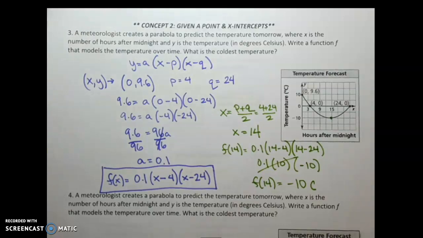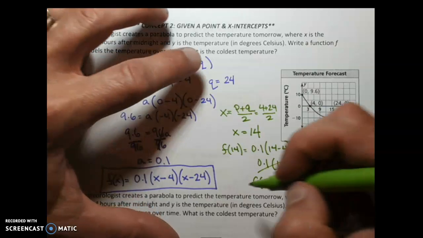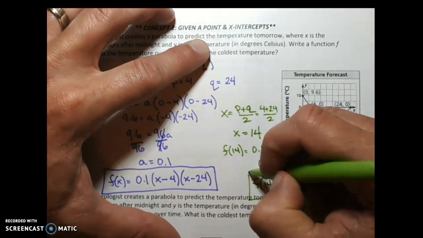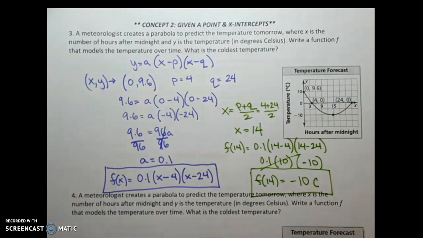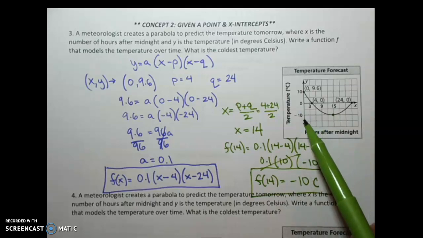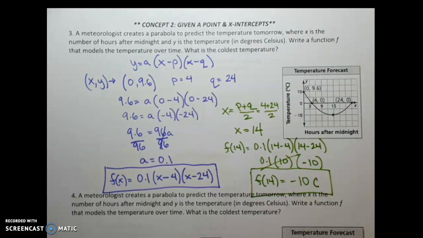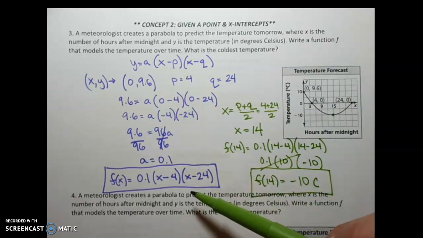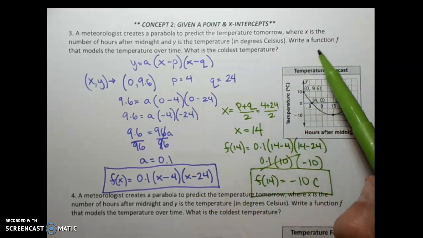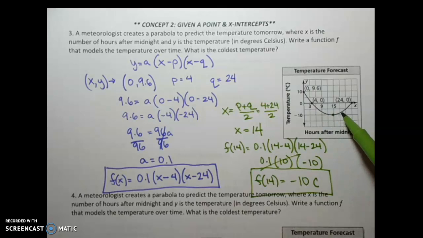I don't really have any room to write it, but the coldest temperature is negative 10 degrees Celsius. And that's what we want to go for. And that is exactly what I have, negative 10 degrees on the chart. So again, same idea. I did want to identify that I have intercepts and a point, and you use intercept form, plug it in, solve for A, write your equation, and then in this case you want to find the vertex to find the coldest temperature.